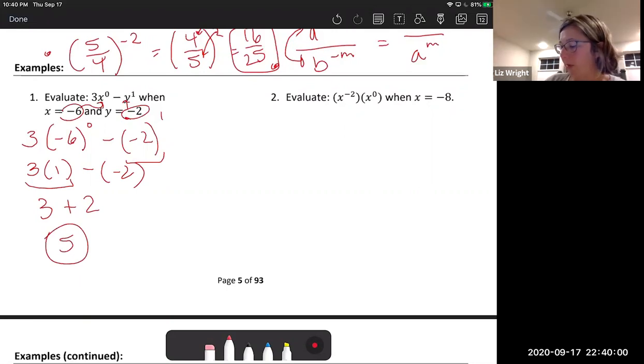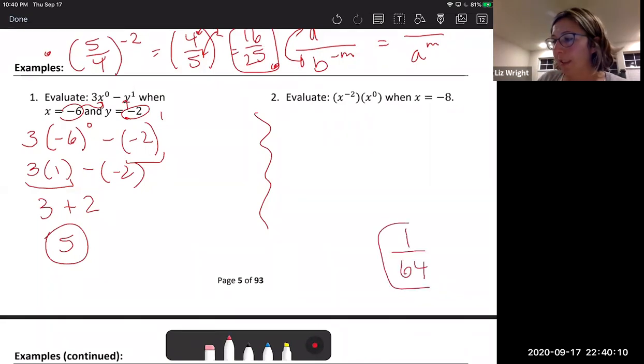So what I would like you to do too, I want you guys to try this one and see what you end up with. Make sure you're showing your work and your steps. What you should be getting at the end is 1 over 64 for your answer. So plug in the -8 for x, and then I want you guys to go through the steps. Rewrite that x to the -2 so it has a positive exponent, and then evaluate the rest and see how you do on that one.